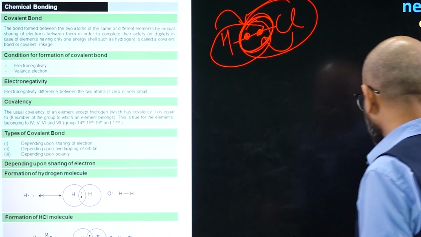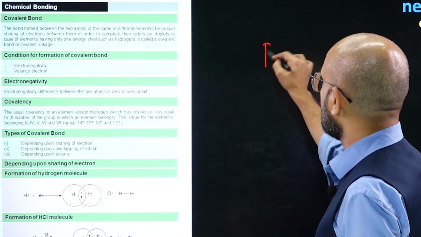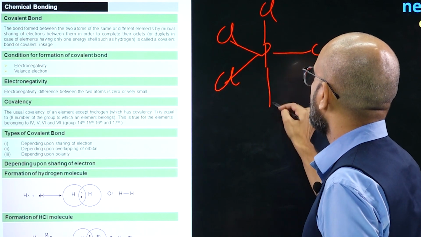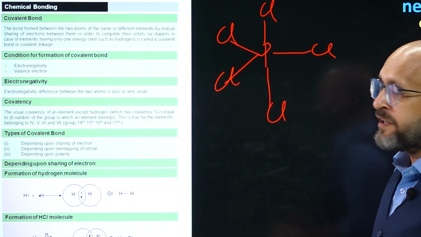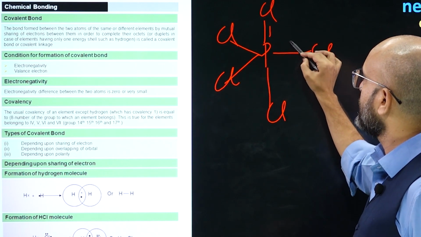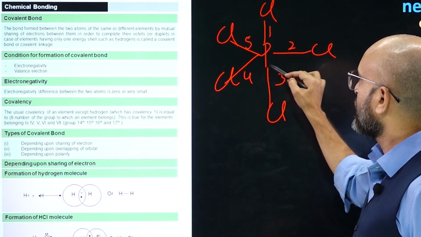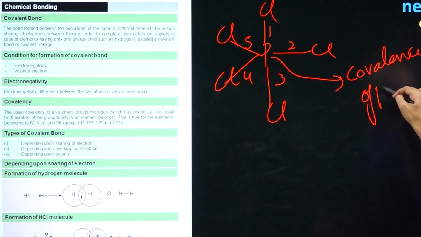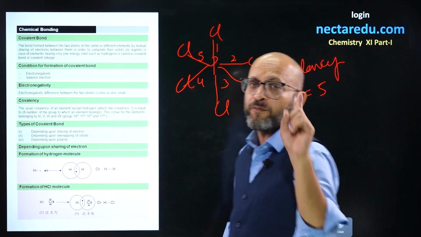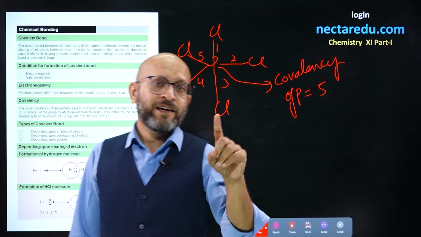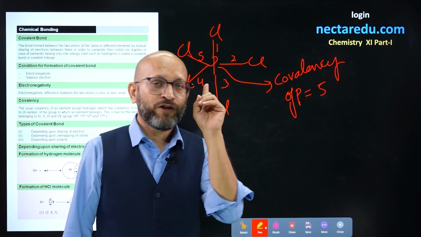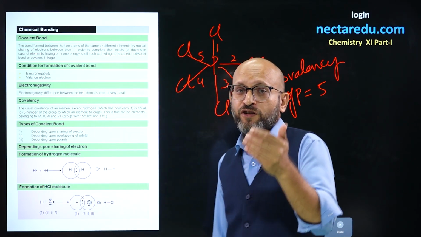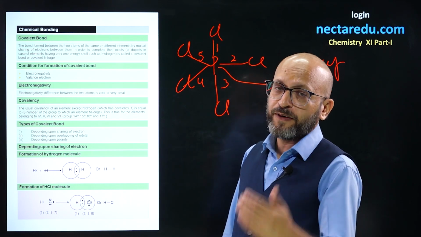For example, if I tell you we have a molecule say PCl5. PCl5 has a structure like this. So how many bonds is phosphorus forming? Phosphorus is forming in total 1, 2, 3, 4 and 5. So the covalency of phosphorus is 5. And each chlorine is forming one bond. So the covalency of chlorine here is 1. Each chlorine has covalency 1 and phosphorus has a covalency of 5. Total 5 covalent bonds are formed by phosphorus.